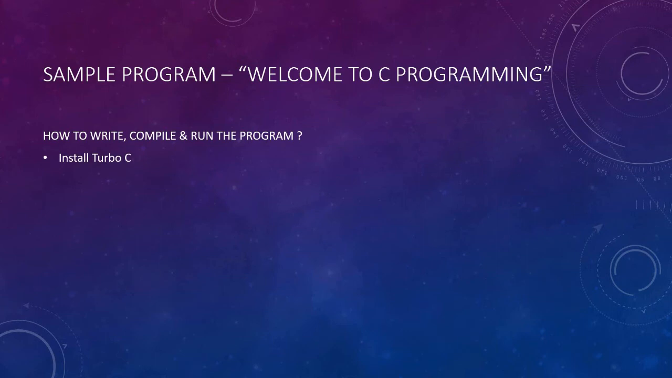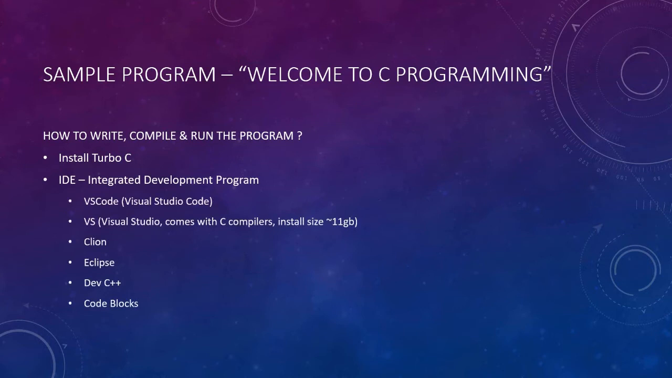Either we can work with Turbo C or we can install an IDE. These are the available IDEs in the market: Visual Studio, CLion, Eclipse, Dev C++, and CodeBlocks. The most used IDE for C and C++ programming is CodeBlocks; for Java, Eclipse; for Python, PyCharm. They are good, but you can use other IDEs also. But I strongly recommend using Turbo C or CodeBlocks, whichever is convenient for you. We are going to see how to write a C program in Turbo C and CodeBlocks.